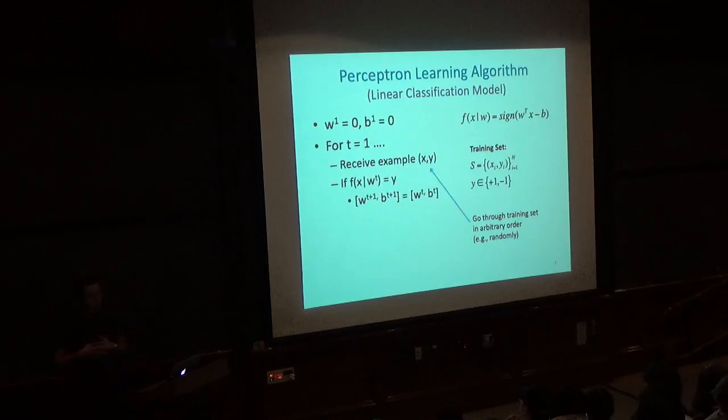If the current prediction of our function equals y, and I guess this should also depend on b, but I'll suppress that for brevity, then we don't do anything. Our new function parameters are the same as before. Otherwise, we do an update, and we do an update in the following form.